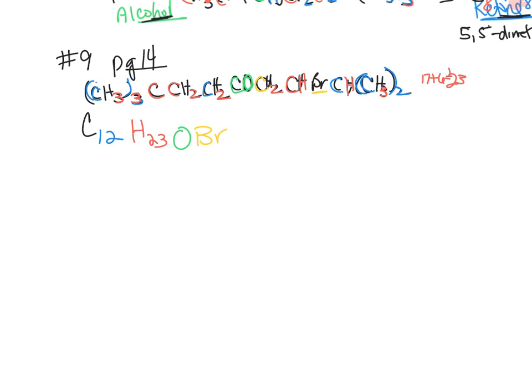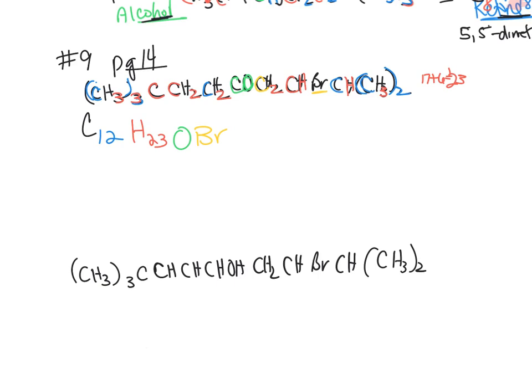CH3, 3, CCH, CH, CHOH. CH2, CHBr, CH, CH3, 2. Okay, so how many carbons? We have three here. Three, four, five, six, seven, eight, nine, 10, 11, 12. Okay, how many hydrogens?